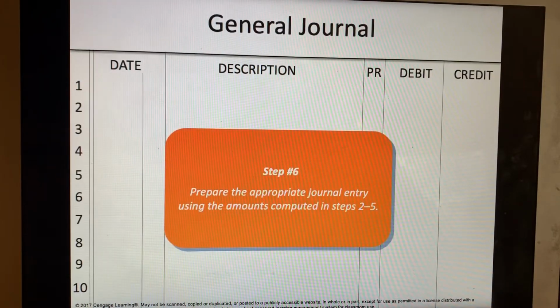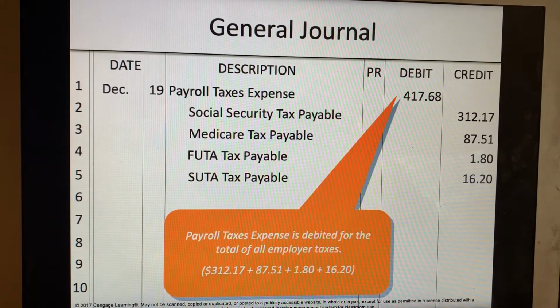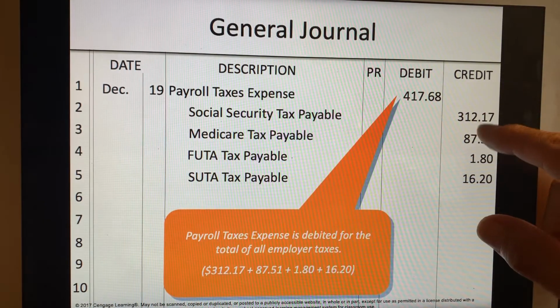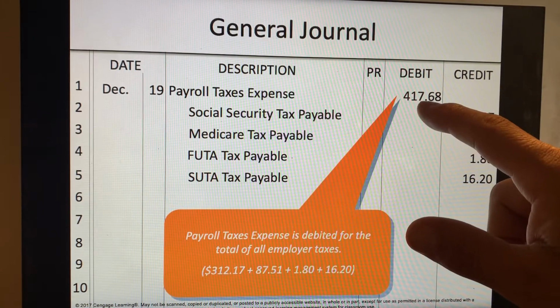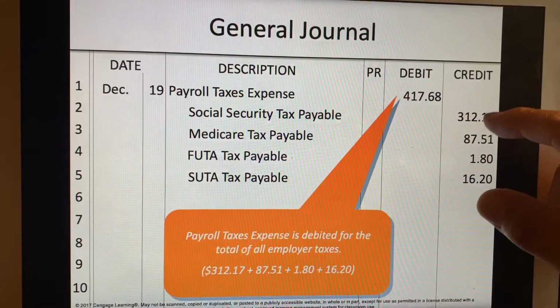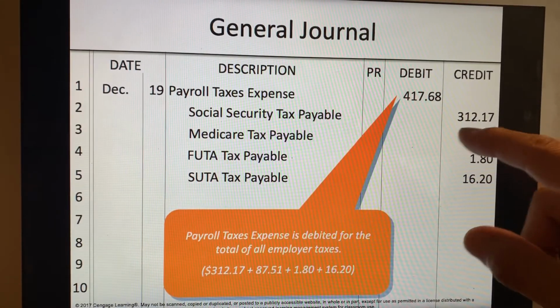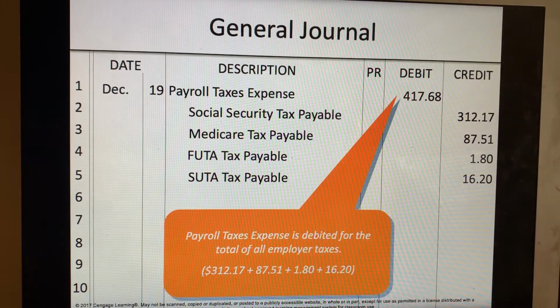Step 6, prepare the appropriate journal entry using the amounts computed in steps 2 through 5. So we're going to debit payroll tax expense for $417.68. That's the total. Our Social Security tax payable will be $312.17, Medicare tax payable $87.51, FUTA tax payable $1.80, and SUTA tax payable $16.20. Keep in mind these are our liabilities right here, and here we're making this an expense. So we're basically putting these into payables, and they're going to be accumulated.